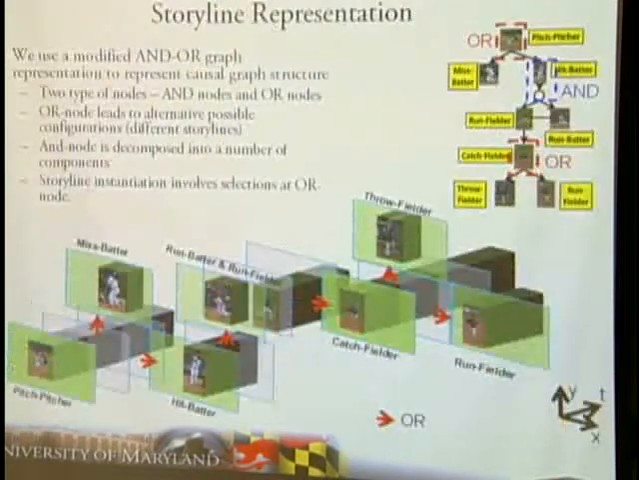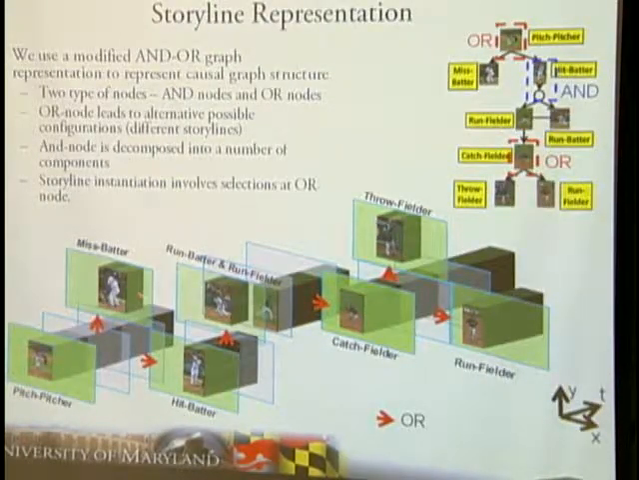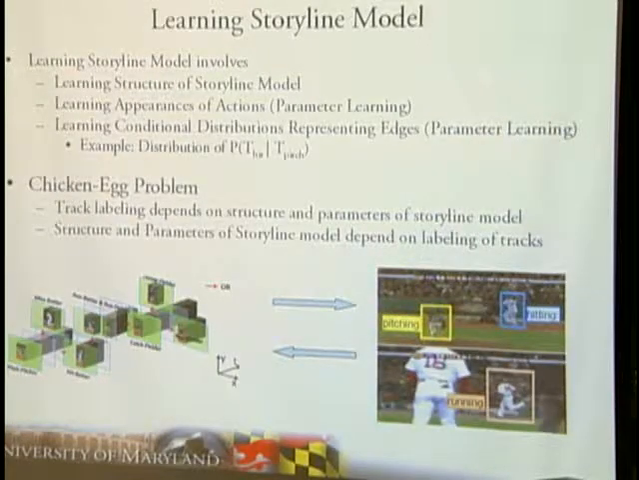Now, our goal is to learn the storyline model from richly annotated data. Learning a storyline model would involve learning the structure of the storyline model, learning the appearance of each action, that is each node, and learning the conditional distributions between nodes linked by an edge. For example, if hit and pitch are linked by an edge, I would like to learn the distribution of time of hit given the time of pitch.